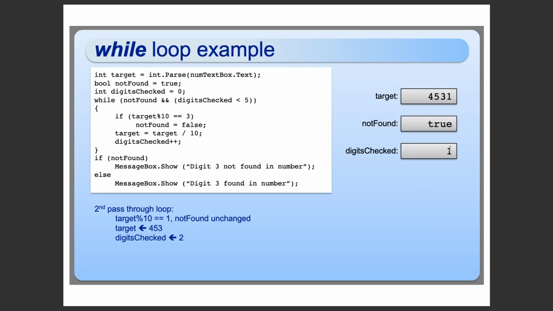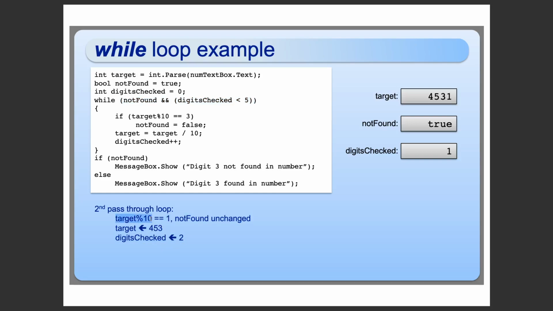Let's do the second pass of the loop. So what we can see here is both conditions were true. Not found is still true, digits checked is 1. That part's still true, so the overall expression here is still true. So we do the second pass of the loop, and this is an outline of what happens here.